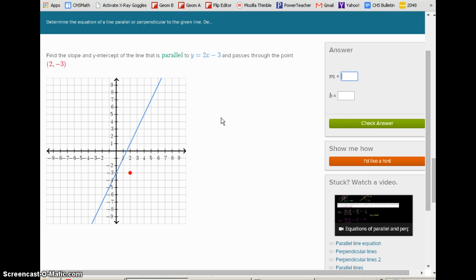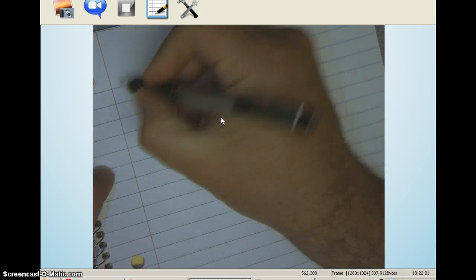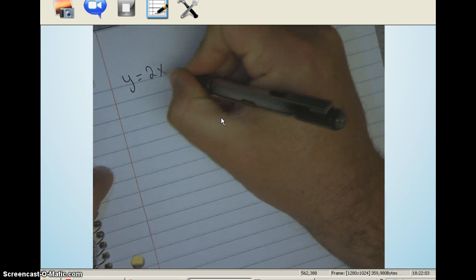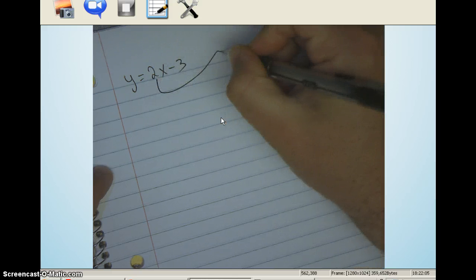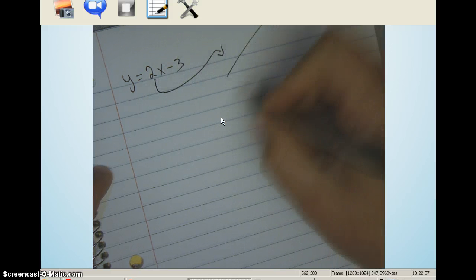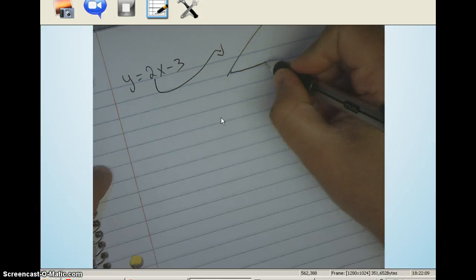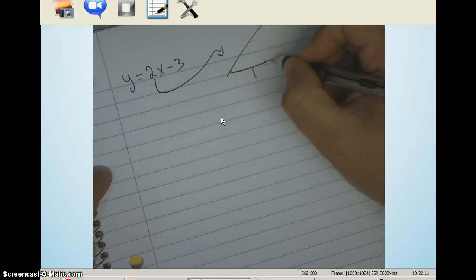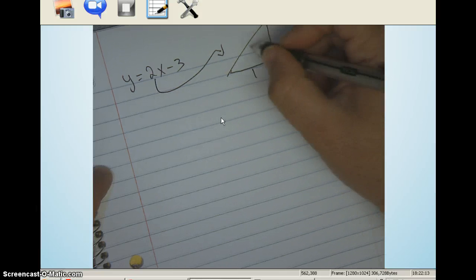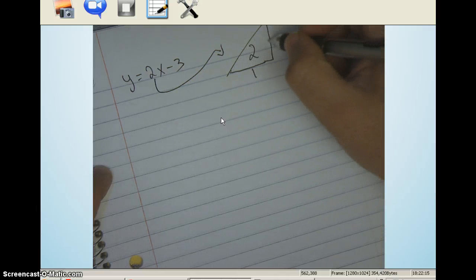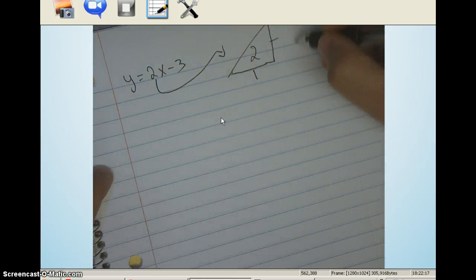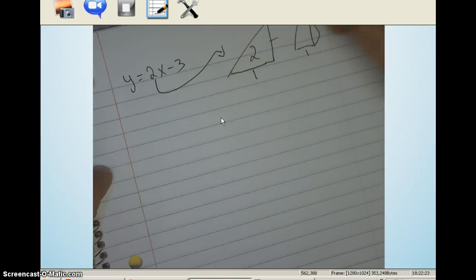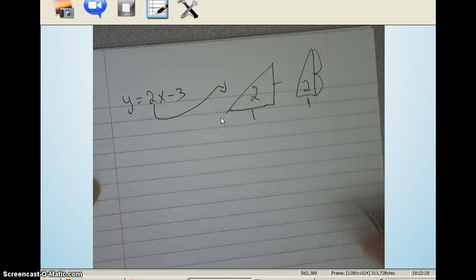In fact, let's just write that out. We say y equals 2x minus 3. And what this indicates is that my line moves like this. In a run of 1, it rises 2. Okay, and this is not really drawn to scale. It's going to be steeper, right? Because it would go over 1, but it would rise 2 units. 2 over 1. So that's our slope triangle right there.